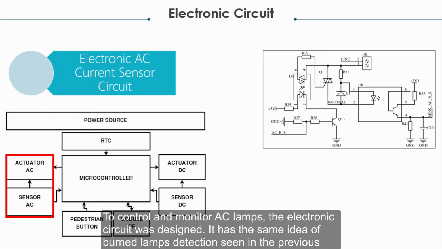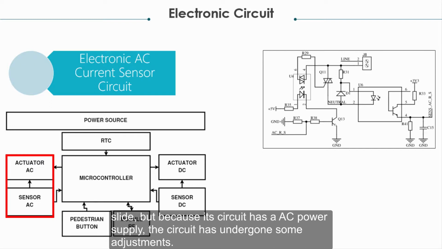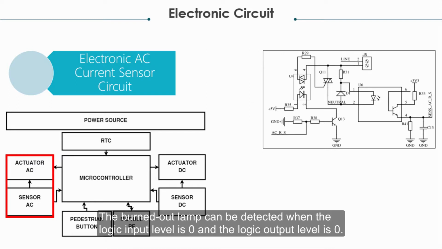It has the same idea of burned lamps detection seen in the previous slide, but because its circuit has an AC power supply, the circuit has undergone some adjustments. The burnout lamp can be detected when the logic input level is 0 and the logic output level is 0.